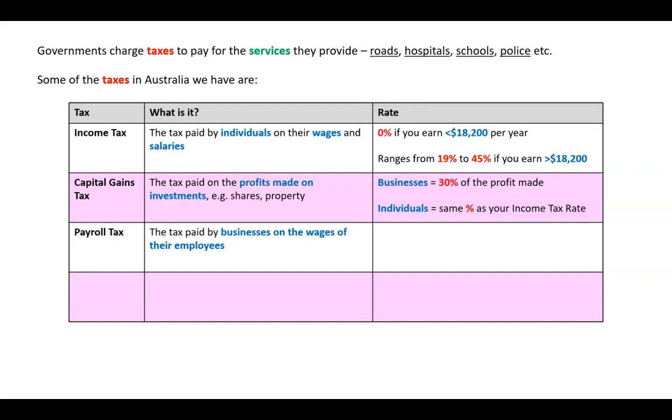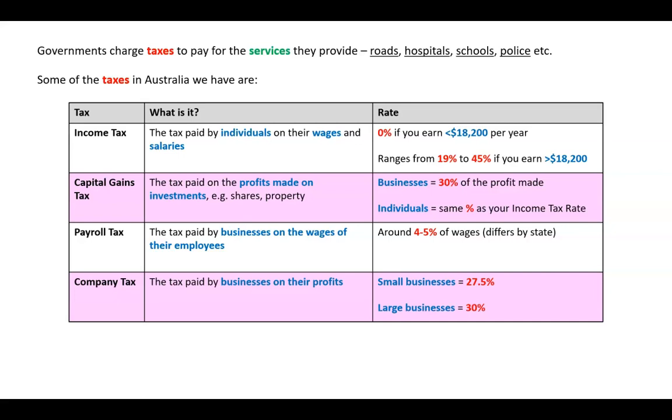We also have payroll tax. That's the tax that businesses have to pay on the wages of their employees. And it's around 4 to 5% of wages. It's different in every state, but it's sort of around that mark. And we have company tax. That's the tax that is paid by businesses on their profits. So if you're a small business, 27.5% of your profits need to get paid in tax, and large businesses 30%. So that's some of the taxes that we have in Australia.